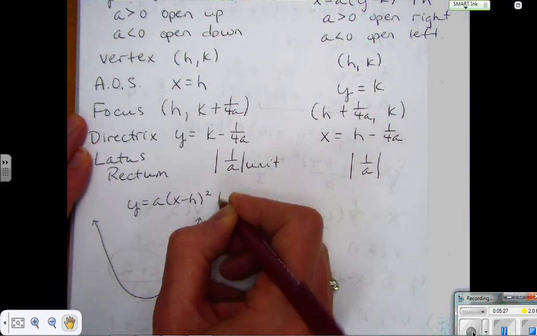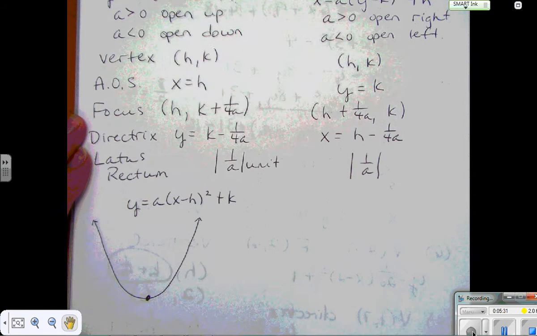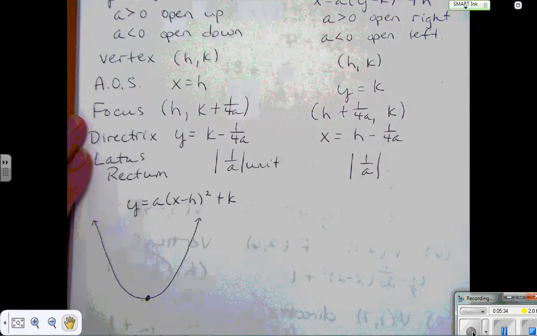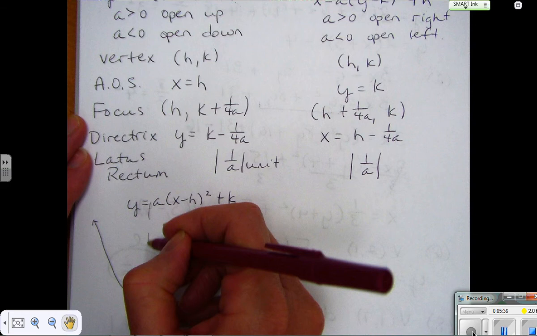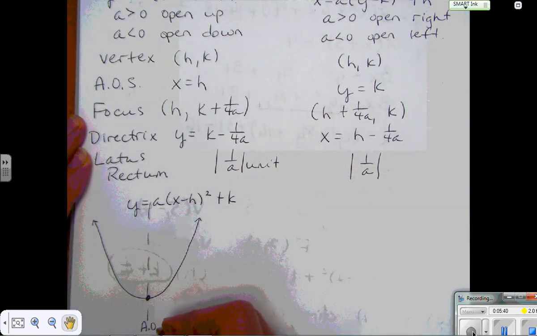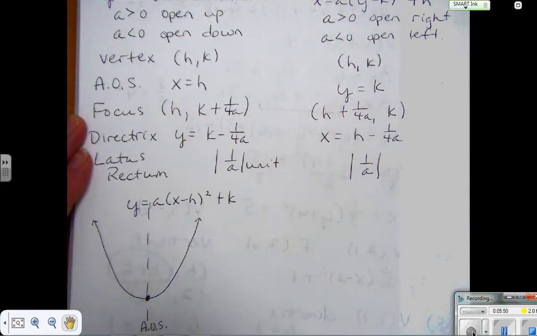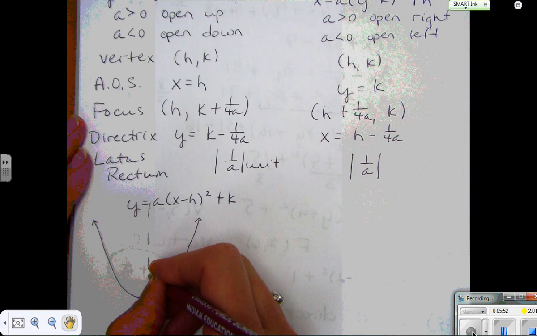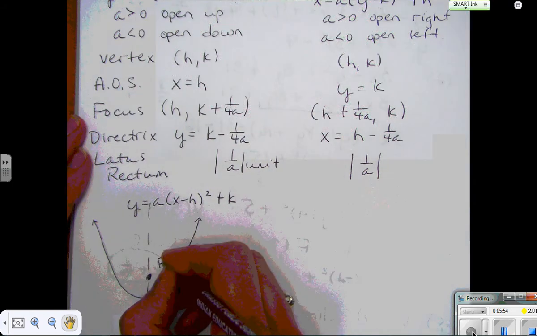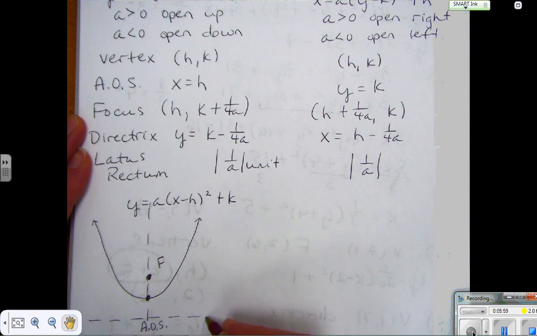I'm just writing the equation down here. Okay, so you have your vertex at the very bottom, and your axis of symmetry goes right through the vertex. Okay, so the two parts that you're not familiar with would be the focus and the directrix. Your focus is just inside the parabola, and the directrix is a line outside.